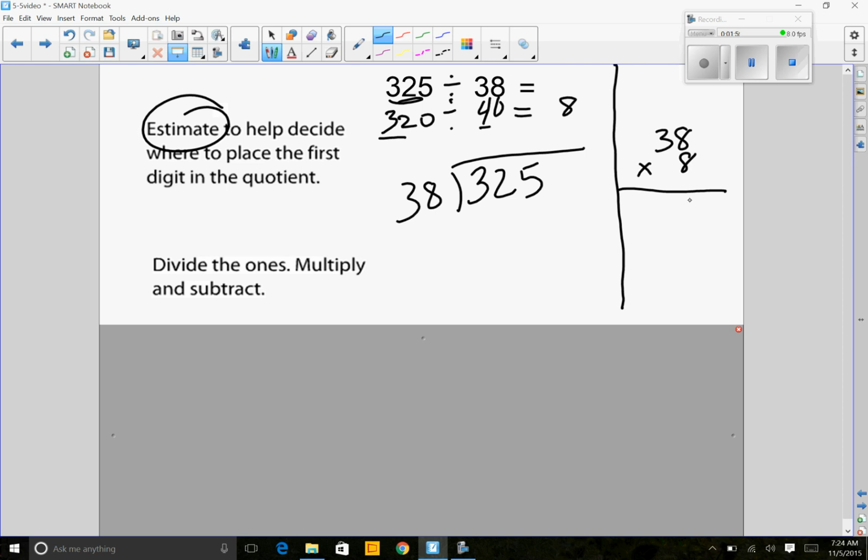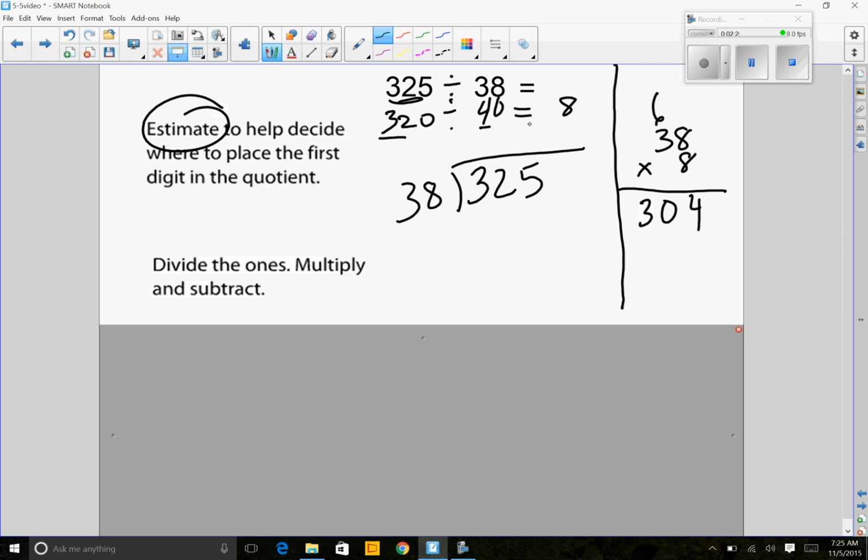So 8 times 8 is 64. Carry the 6. 8 times 3 is 24 plus 6 is 30. And this is also where that check comes in. I would pause here and think to myself, first of all, can I subtract 304 from 325? And I can. The second thing is, if I subtract 304 from 325, am I going to have something greater than 38? And I'm not going to, right? That's something you're going to have to think about in your head.